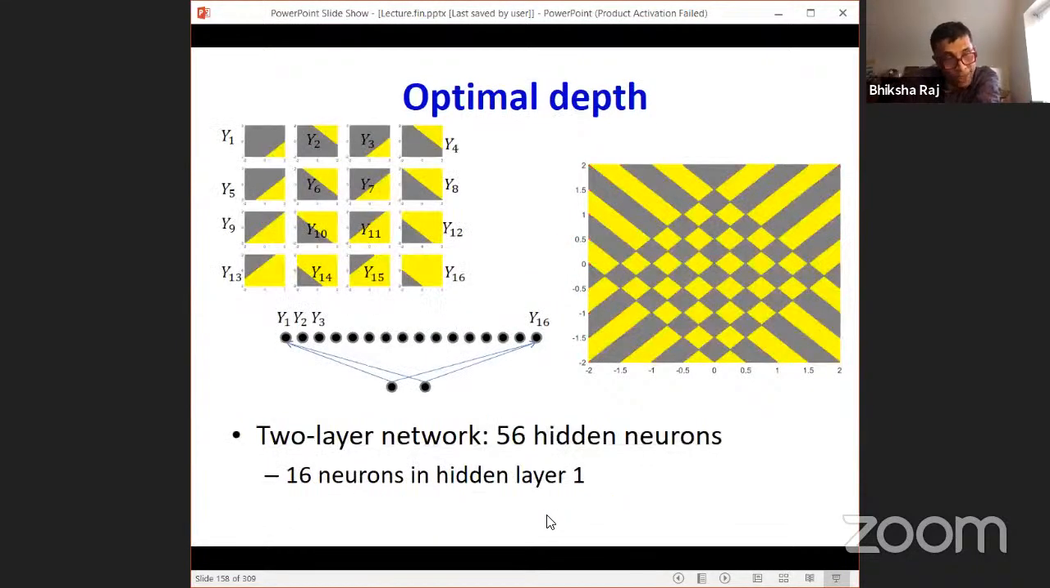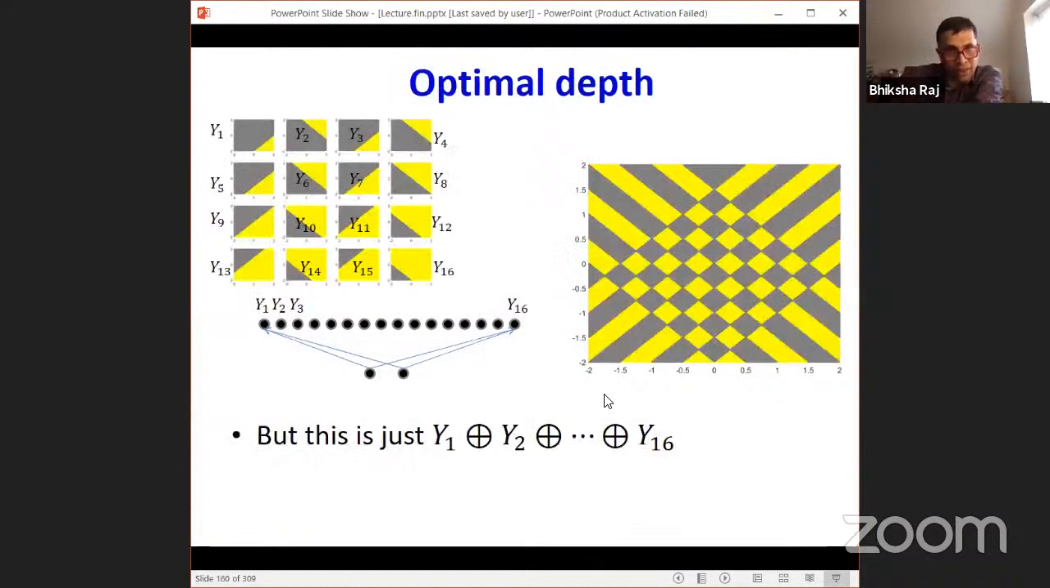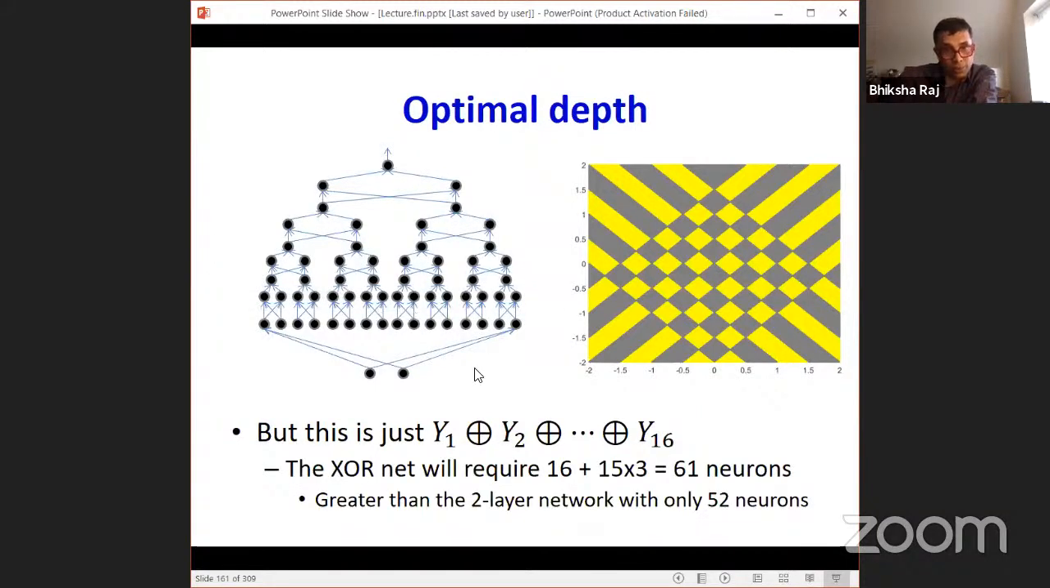Whereas with one hidden layer, all I did was add just one more hidden layer and the number of neurons went down dramatically, right? But if I'm willing to add even more layers, this can go down even further, because if the 16 neurons in the first layer output variables y1 through y16, this pattern is just the XOR of these 16 variables. And we know how to compose an XOR network. This XOR network over 16 variables is going to require 45 neurons. So you need these 16 line detectors plus the 45 neurons. This entire thing, if I add more layers, can be composed using 52 neurons.